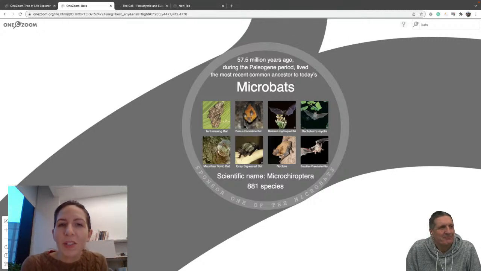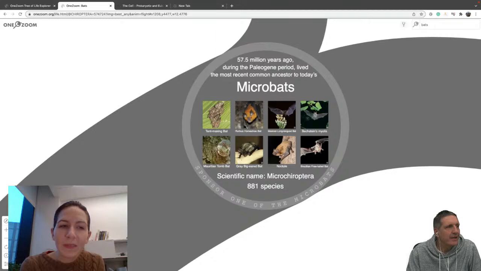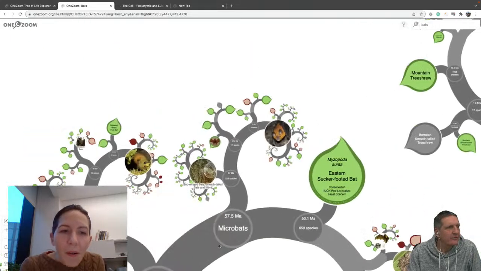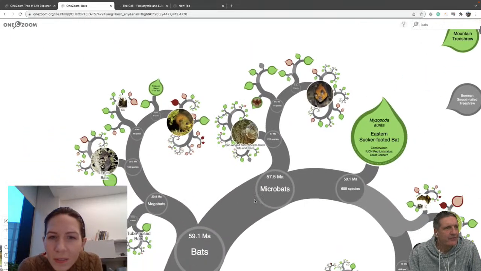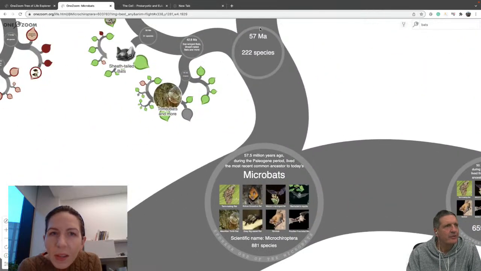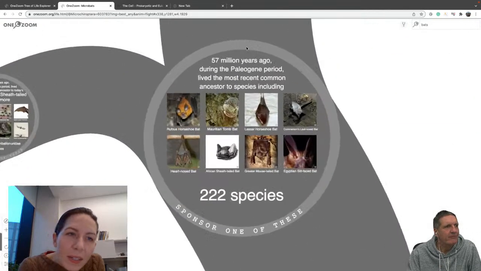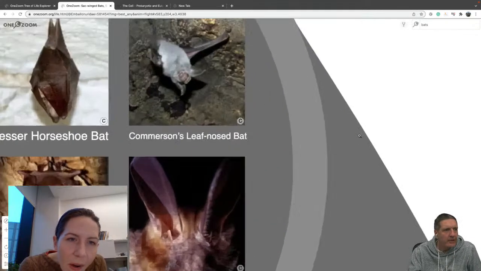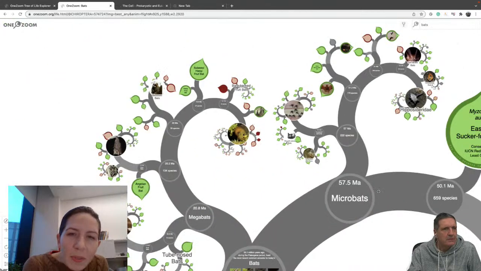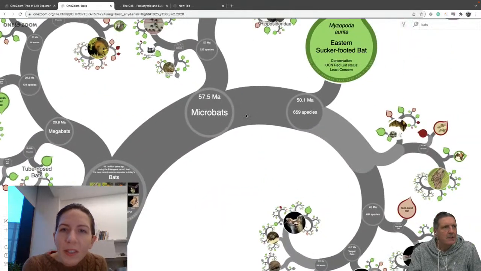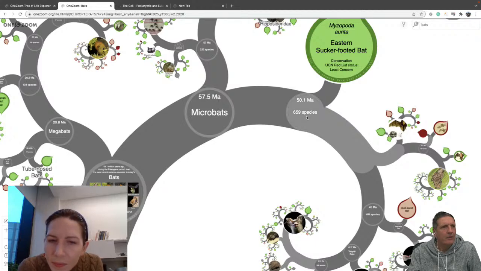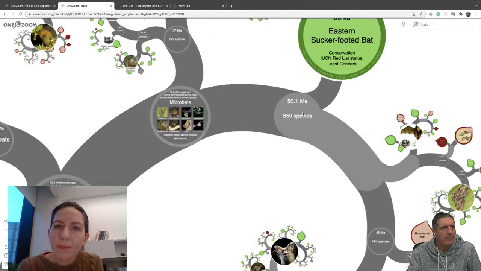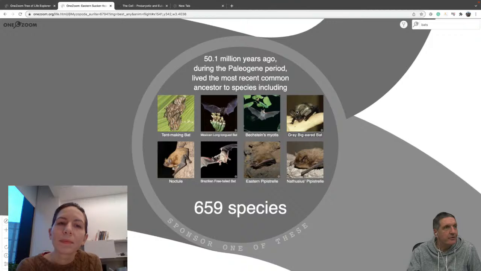So, what are these two branches from the microbats? Let me just zoom out. They just say 222 species. I don't know what they mean by that. They don't give them a name. There's no name, weird. How is this thing organized? What's one of the next branches called? The next one here, I don't know, no name here. It's just called nothing.